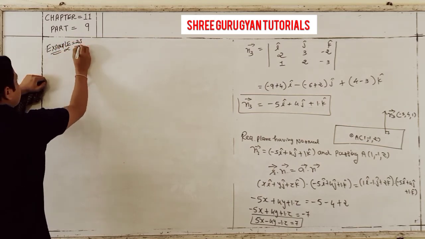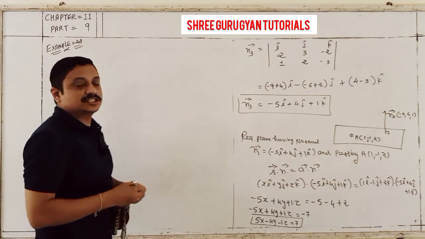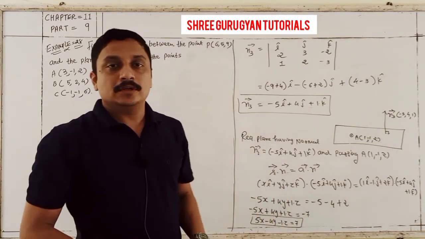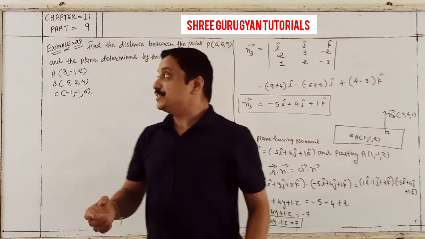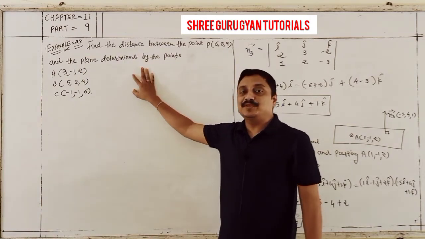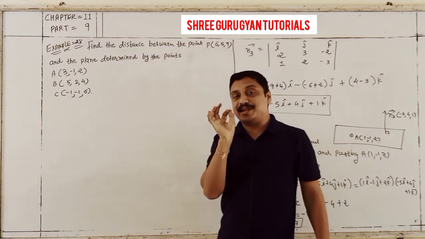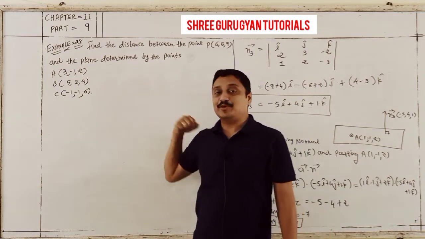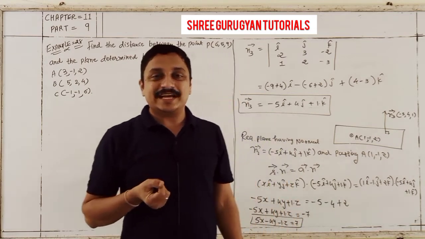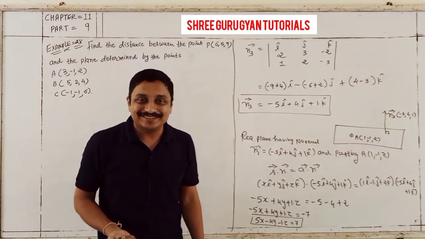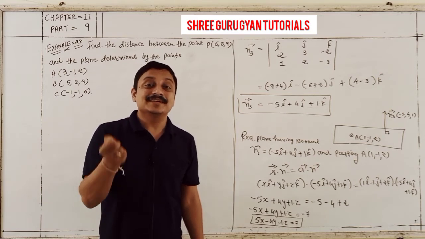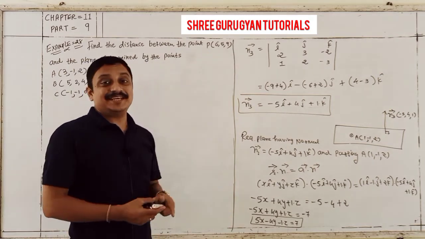Derive the plane, and after that find the distance from the given point. Now continue, students, in example 28: find the distance from the given point (6, 5, 9) to the plane determined by these 3 points. First of all, I derive my equation of plane. After that I will find the distance from this plane to the given point P (6, 5, 9).